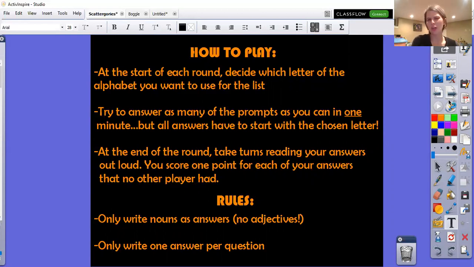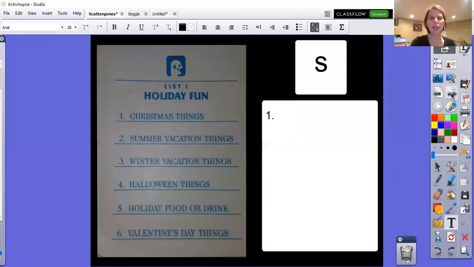Okay, so let's give it a go. We said we'd choose the letter S, so I put the S up here in this box. Each list is themed. So this first list, list one, is holiday fun. It's all having to do with holidays: Christmas things, summer vacation things, winter vacation things, Halloween things, holiday food or drink, and Valentine's Day things. Now, like I said, you get 1 minute. So every person who's playing this round needs their own piece of paper and their own writing utensil. And as soon as that minute starts, you have to hurry up.